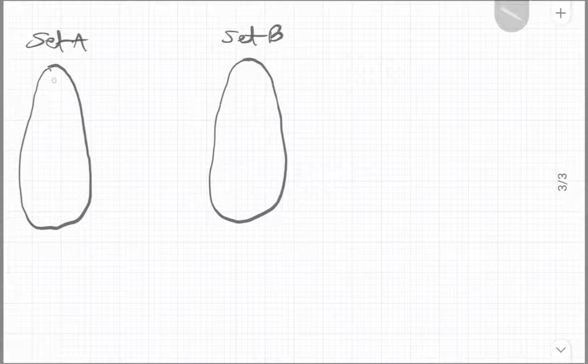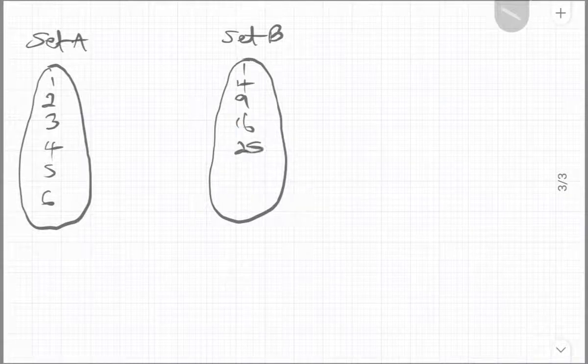And let's say we have the elements 1, 2, 3, 4, 5, and 6 in set A, and we have the elements 1, 4, 9, 16, 25, and 36 in B. Now let's try to look at the relationship between these two sets.